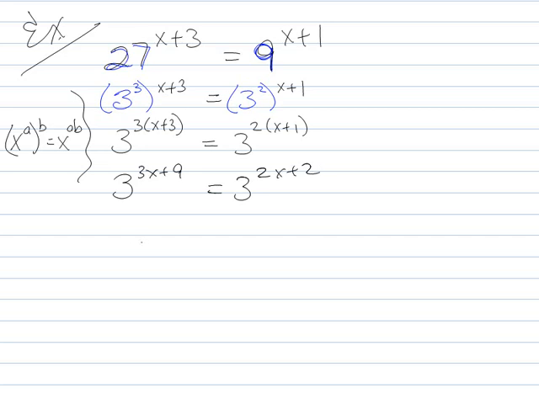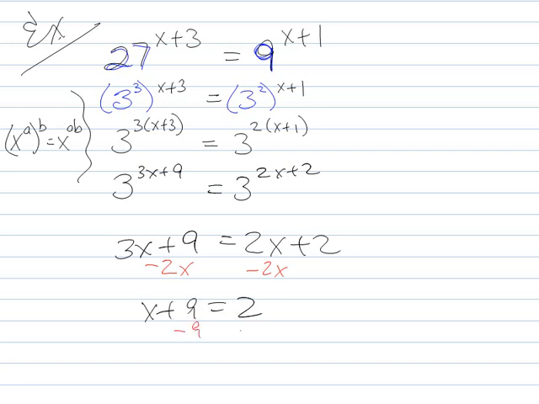Now the base is the same, and I can equate the exponents. 3x plus 9 equals 2x plus 2, subtract my 2x, x plus 9 is 2, so that means that x equals -7.